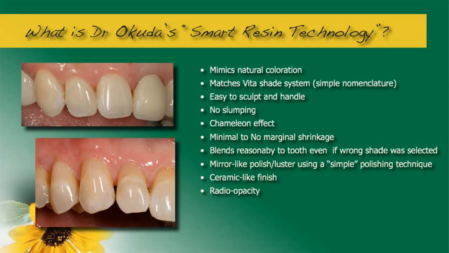We want it to have a beautiful chameleon effect so that matching it to natural dentition is very, very simple. And of course, we want it to have very little to no marginal shrinkage. We want it to blend reasonably to tooth so that we're able to chameleon it to tooth, and so you're able to create better invisible margins. And as we can see, 70% are having a hard time. Wouldn't it be nice to have a resin that is a smart resin that helps you instead of fights against you to create that kind of result?